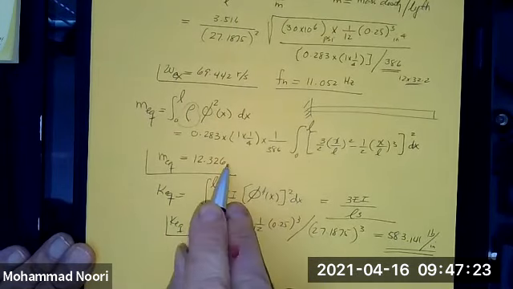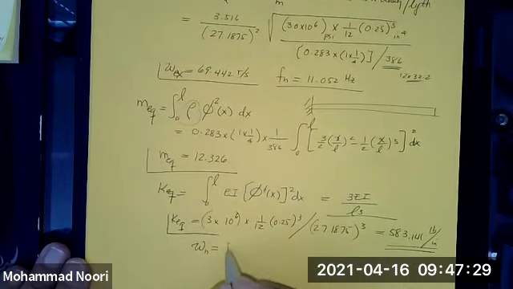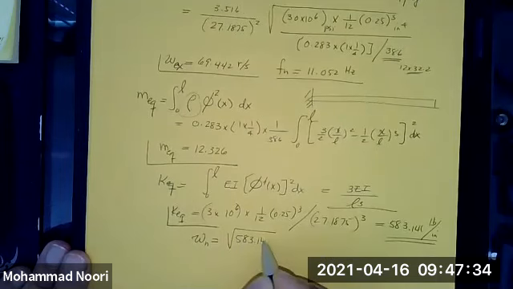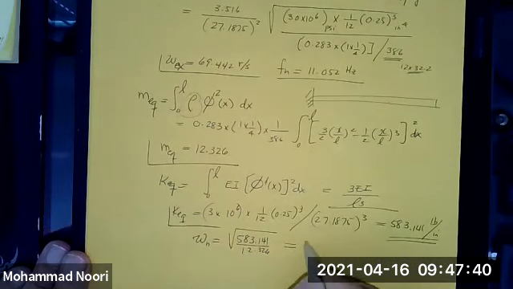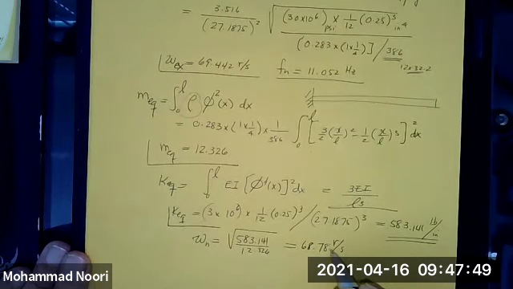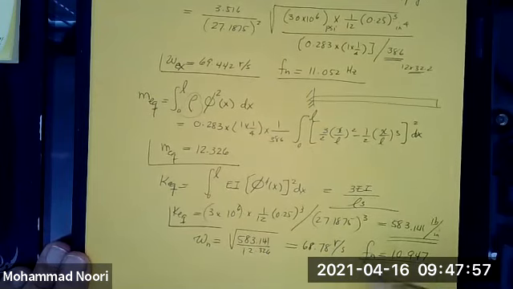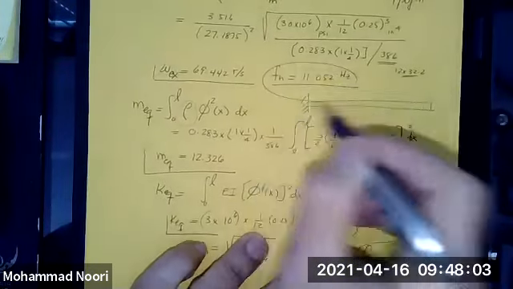This is mass equivalent. So from Rayleigh's method, you take the square root of 583.141 divided by 12.326. This comes out to be 68.78 radians per second, or in terms of hertz, 10.947.